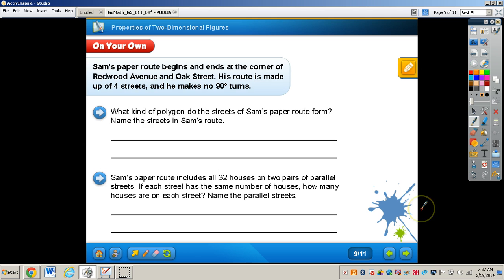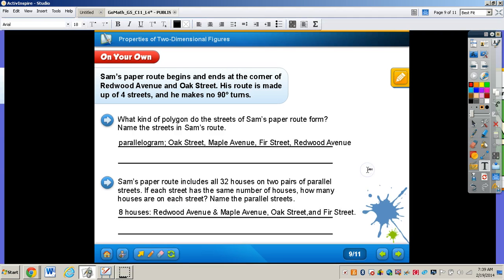Okay, I want you to do problems 7 and 8 all by yourself on page 456 by pressing pause, and when you press play, I will have the answers for you. Okay, here are the answers to these 2 problems. Check your answers and make sure they match with mine.